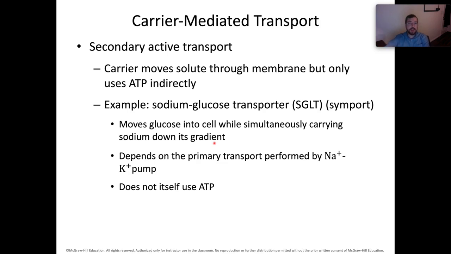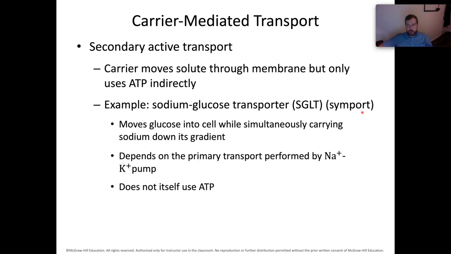And what about secondary active transport? So this is an indirect usage of ATP, and I'm not going to test you on the details of this one as much as I am the primary active transport like the sodium potassium pump. But basically, it is an indirect use of ATP. So it uses another protein's ATP usage to perform its function. Let me see if I can make that make sense for you.